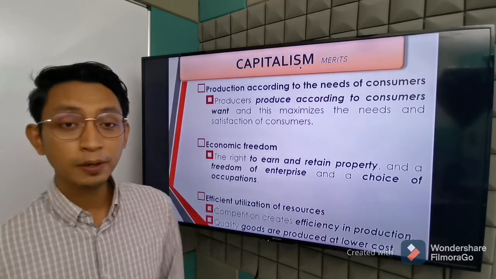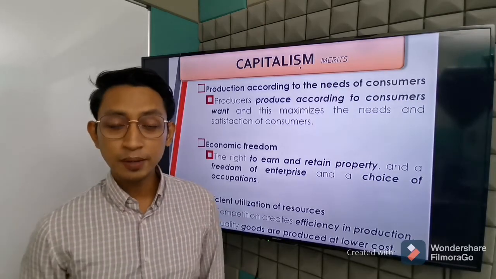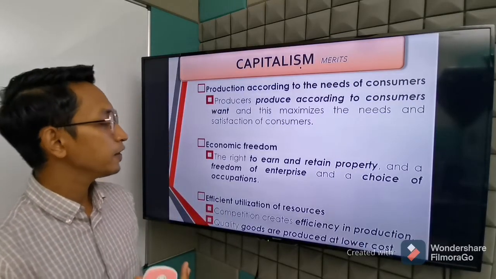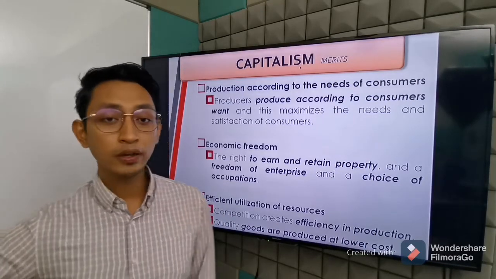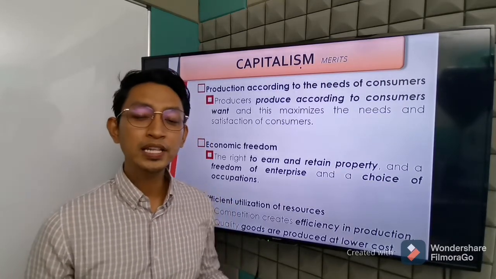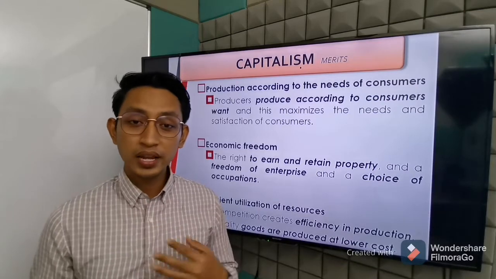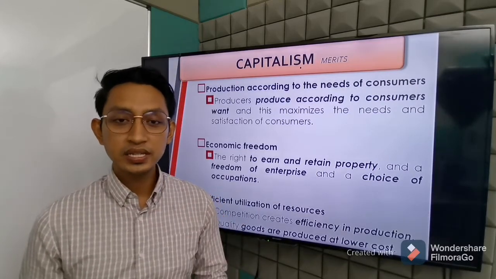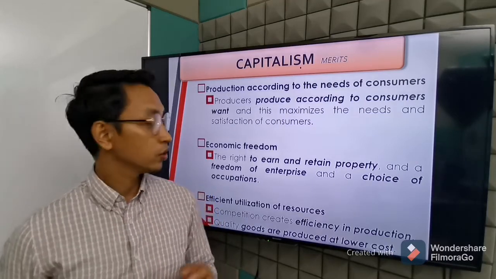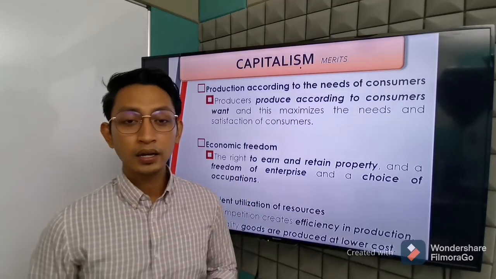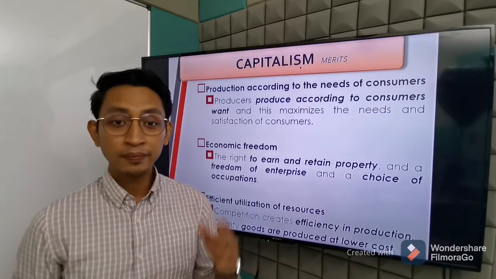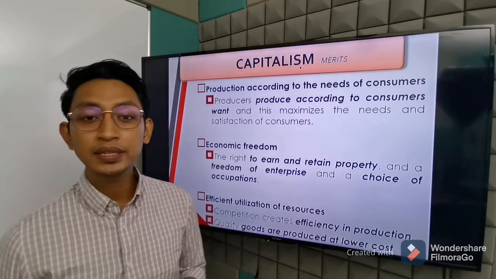Okay, second one, economic freedom. Capitalism promotes economic freedom, the right to earn and retain property, freedom of enterprise, and also choice of occupation. Everybody is free to become what they want to become. Everybody is free to buy goods that they want to buy. And all businesses are free to produce whatever they want to produce, so long as they get profit. So that's what we mean by economic freedom. Freedom is the wealth that everybody wishes to have, and that exists in capitalism.